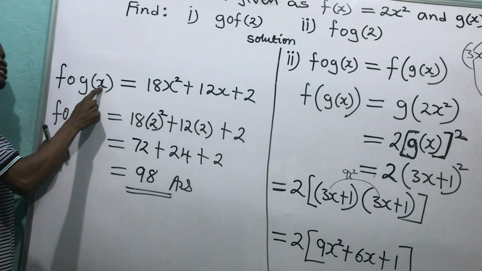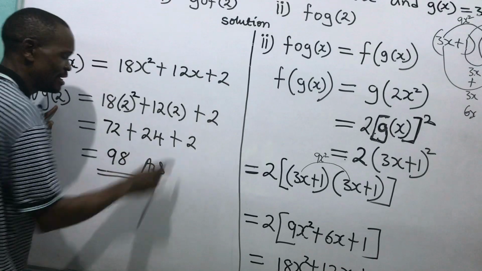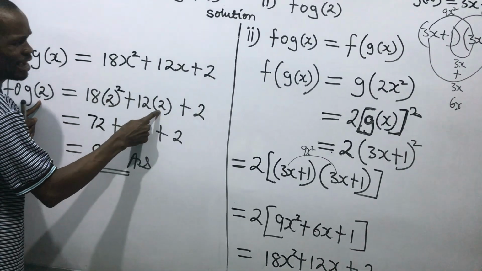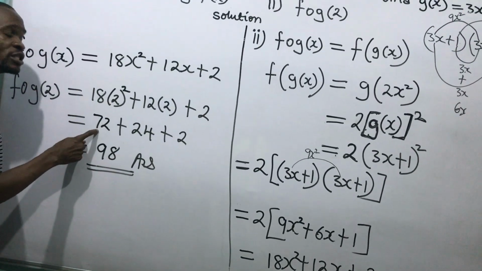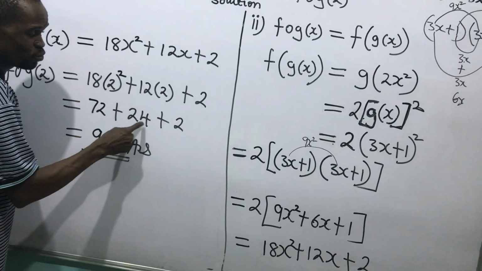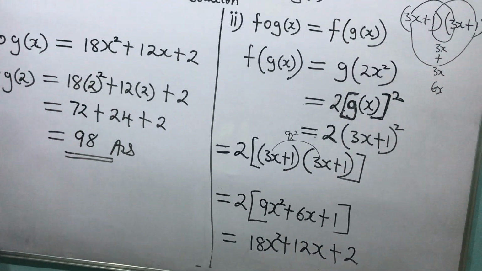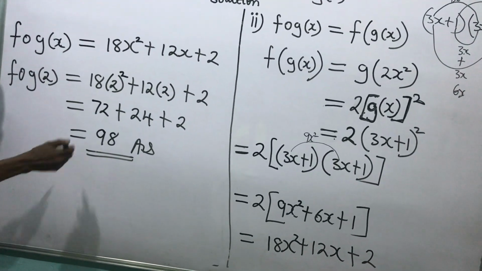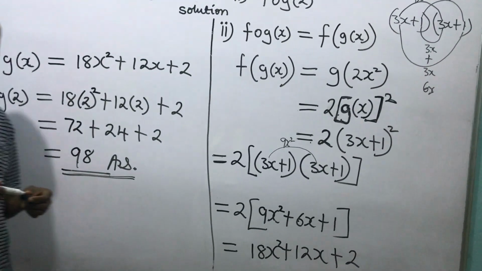Then substituting this x to be 2, I'm going to put 2 for x any place I see it. Then I say 18 into 2 raised to the power 2, plus 12 times 2, plus 2. And that gives me 4. 4 times 18 gives me 72, plus 2 times 12 gives me 24, plus 2. Adding this together gives me 98. So f of g of 2 is equal to 98. And that's the answer to what they asked me to find. That's what we have for you today.